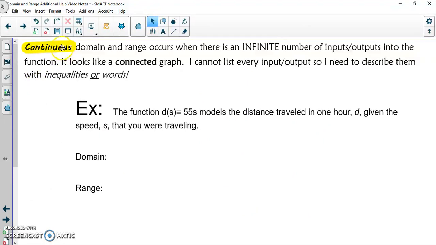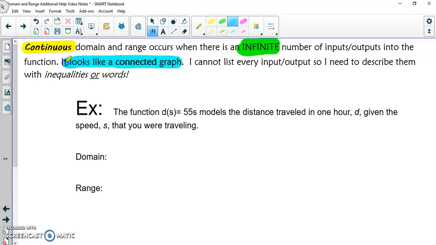Now the next example is a continuous domain and range. A continuous domain and range would be something that we cannot count. So in other words, it has an infinite number of inputs and outputs. We will look at a graph in a second. What that means is it would look like a connected graph, so a nice solid smooth curve or line. Now because there's an infinite number of something, we cannot list it. So we will need to describe them using an inequality or words.